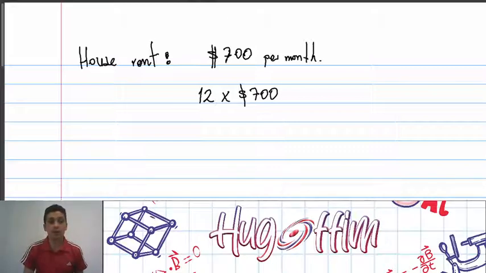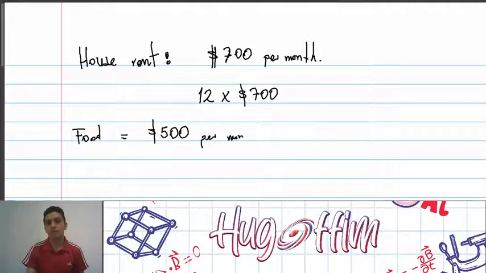Another part of the budget, maybe it's in clothes. You can just make a list of the clothes you want and add them. Okay, so easy. Or maybe in food. You know that in food you spend about $500 per month. So you know that here the answer will be 12 times $500.